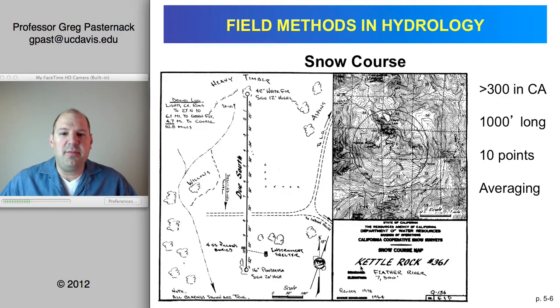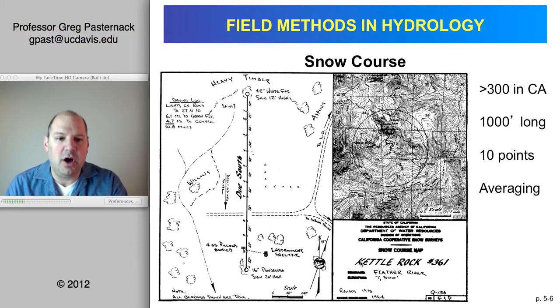One of the types of information that you'll see is called a snow course. This is a method that's been long used in California, and there's over 300 snow courses here in California. The snow course consists of a transect along which 10 measurements are made. The transects are all 1,000 feet long.